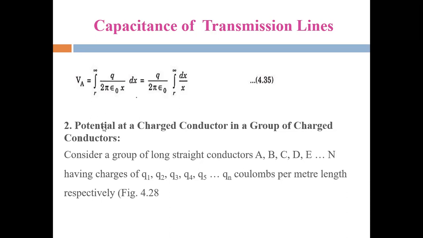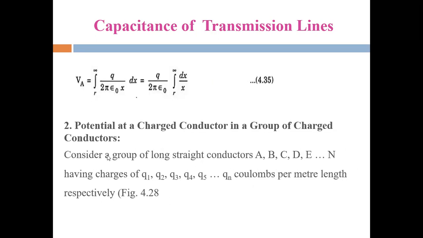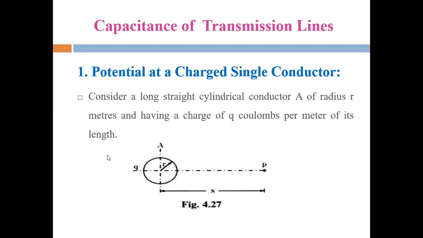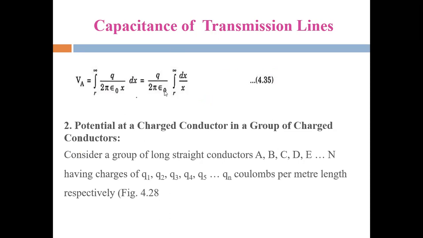This is the potential at a charged conductor. Here we have only one conductor A. The potential at that conductor A will be VA equal to q by 2 pi epsilon naught, integral from r to infinity of dx by x.